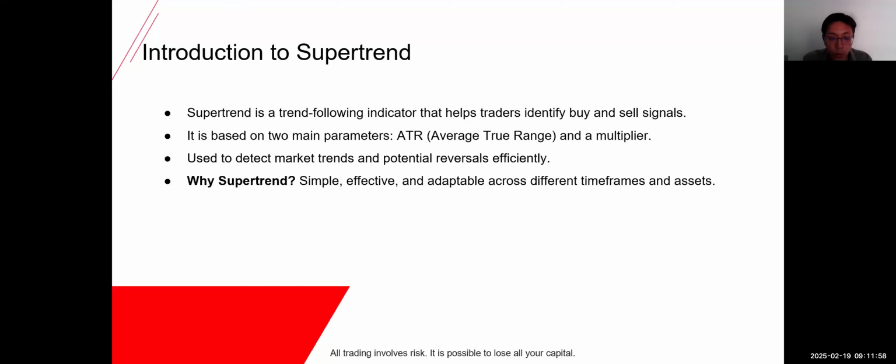And why do people use Supertrend? It is simple, effective, and adaptable across different time frames and assets. So it is not like a fixed asset indicator. You can use it for any asset and any time frame, which is very good. It is very effective on the higher time frames, such as H4, daily or weekly, but usually I just use it for daily or H1. Sorry, H4 sometimes. So it is quite a useful indicator when it is used correctly.